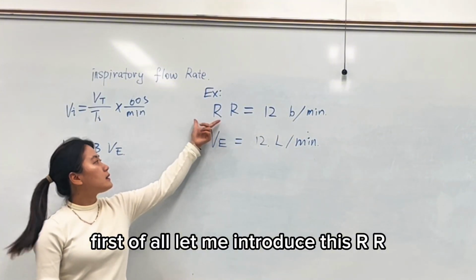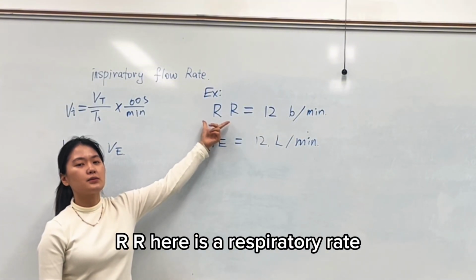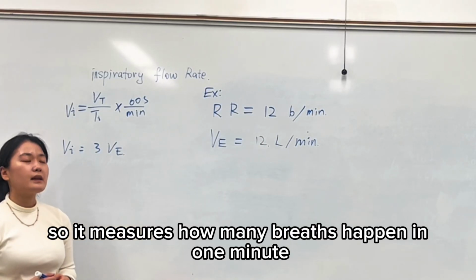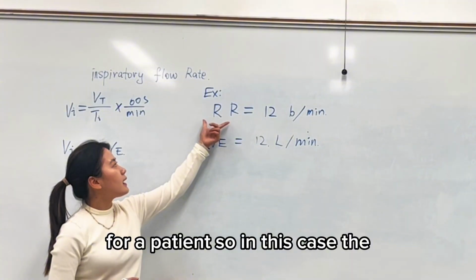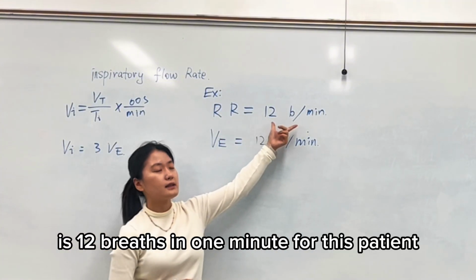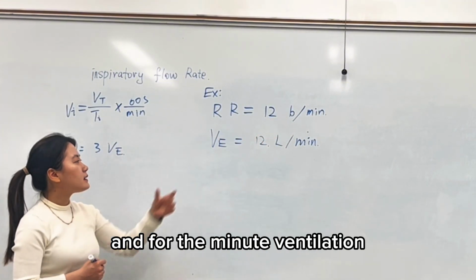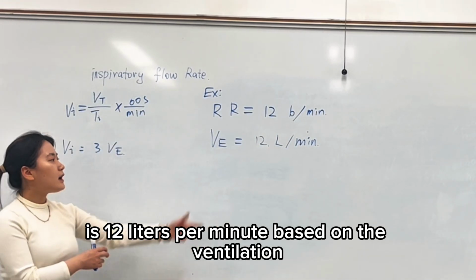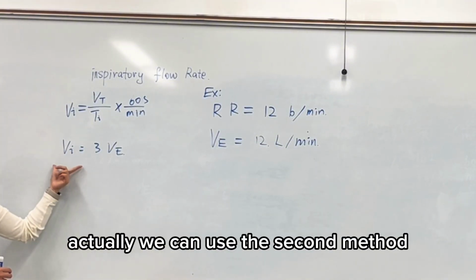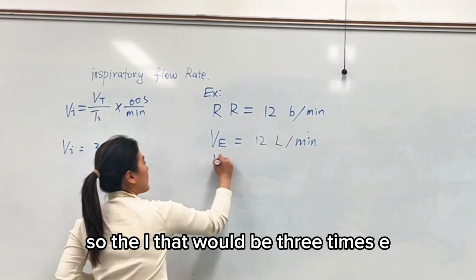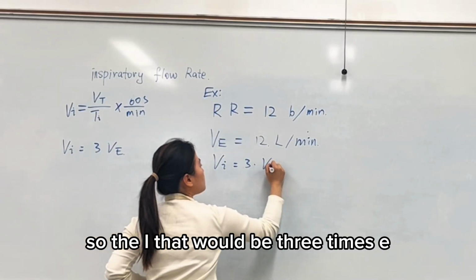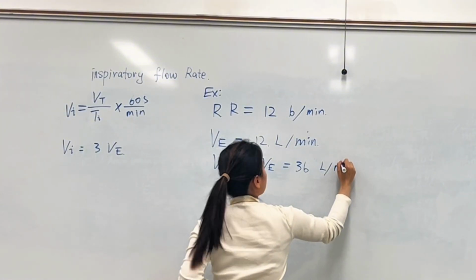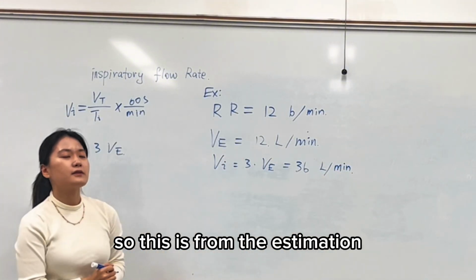First, let me introduce RR. Here is respiratory rate. It measures how many breaths happen in 1 minute for a patient. In our example, it's 12 breaths in 1 minute for this patient. And the minute ventilation we measured for the patient is 12 liters per minute. Based on the ventilation, we can use the second method to get the inspiratory rate. VI would be 3 times VE, that is 36 liters per minute. So this is from the estimation.